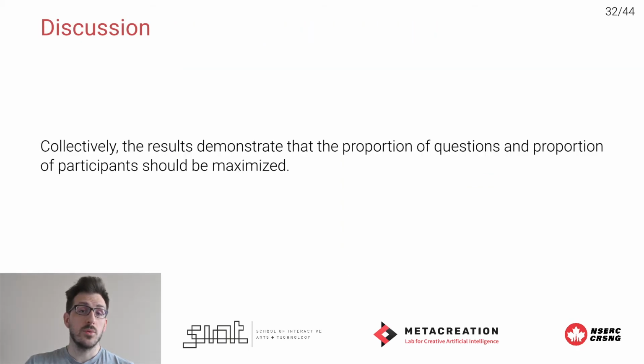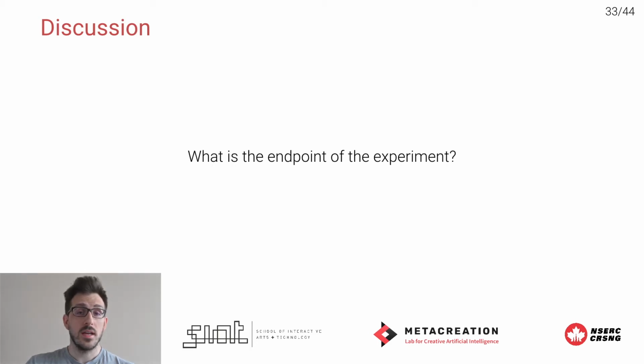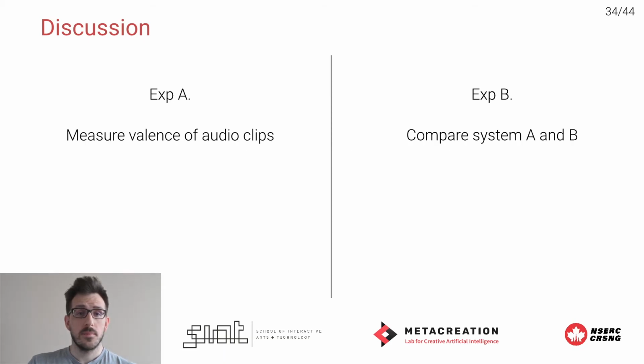Collectively, the results of both experiments demonstrate that the proportion of questions and the proportion of participants should be maximized, as decreasing either proportion decreases power and increases inter-experiment variance. However, the ideal experimental design must also take other factors into consideration. In particular, we must consider the endpoint of the experiment when designing an experiment. Consider 2 hypothetical experiments.